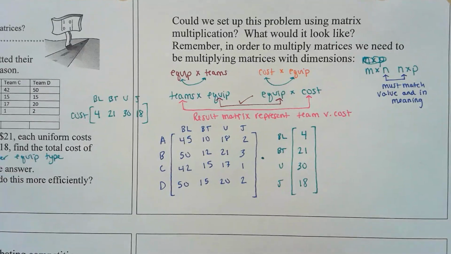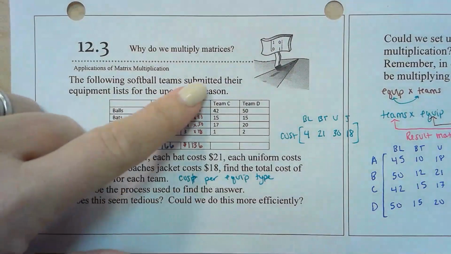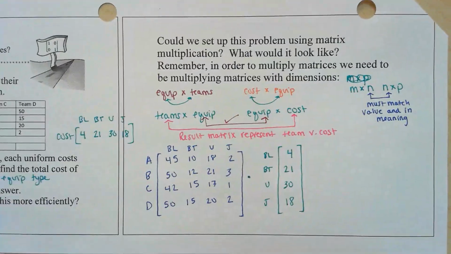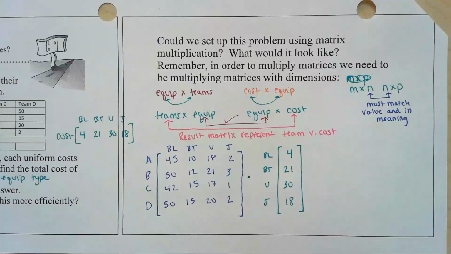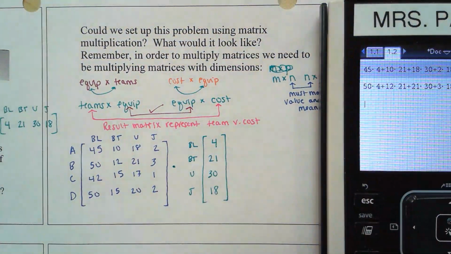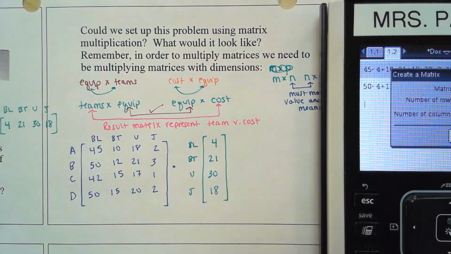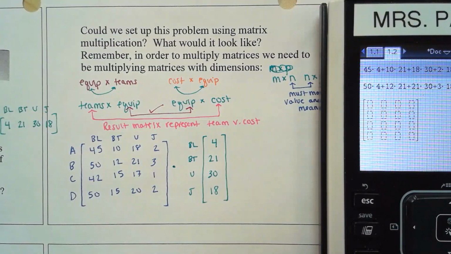Now, I absolutely agree that had we kept going down this path, we would have been done a long time ago. That's not the point. The point is, if the amount of information was much more extensive, then this would be a more efficient way to do it. So I'm going to grab my calculator. I need a 4x4. And I'm going to fill that in.